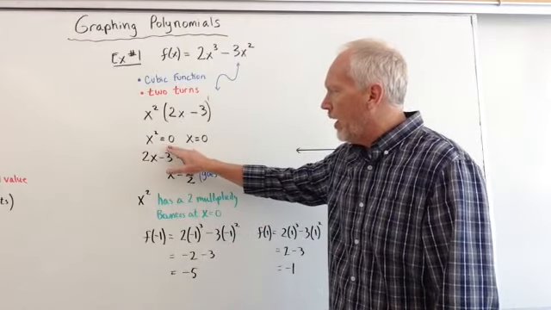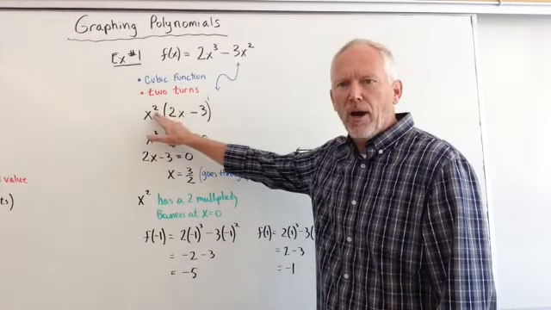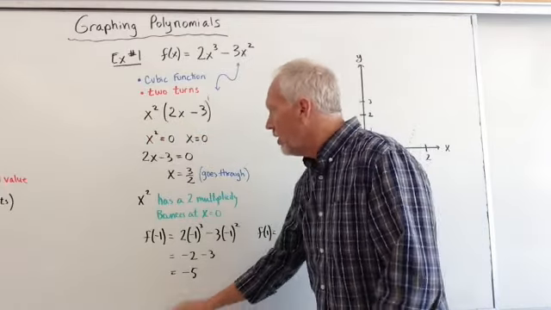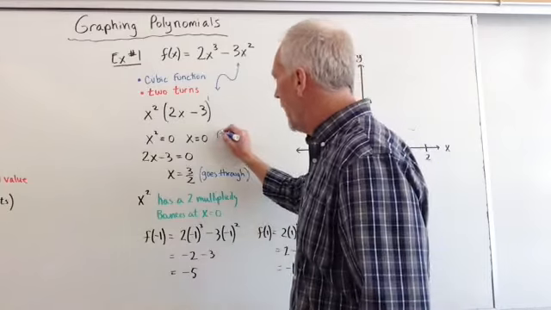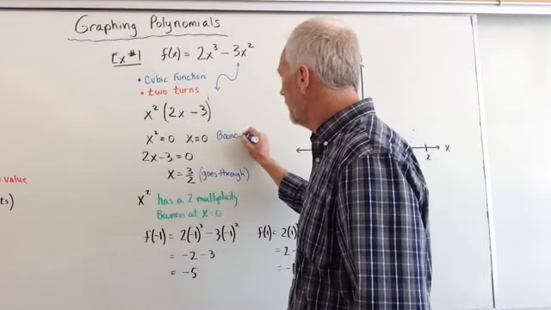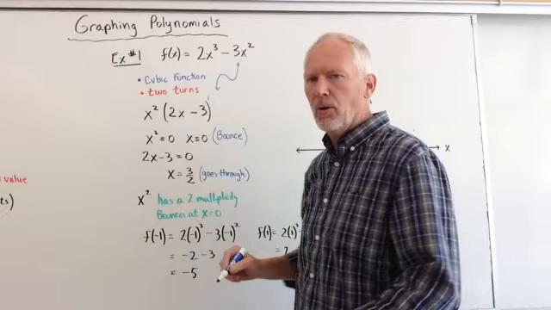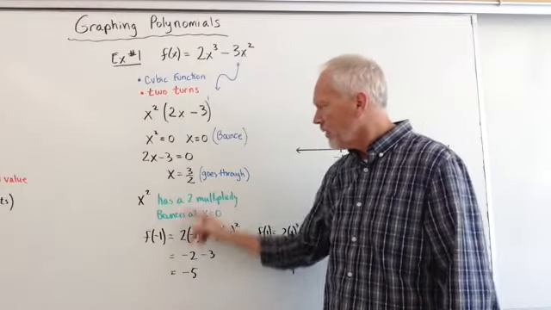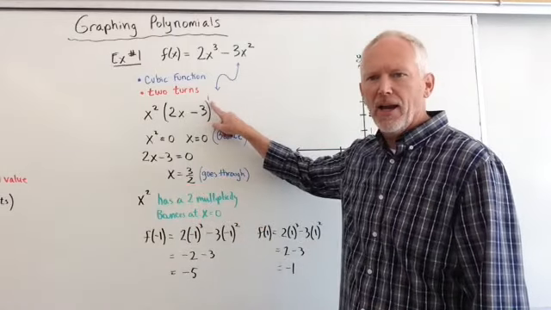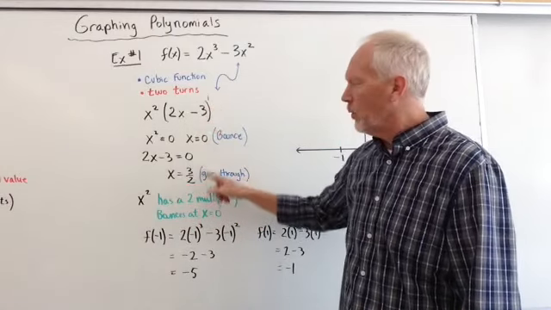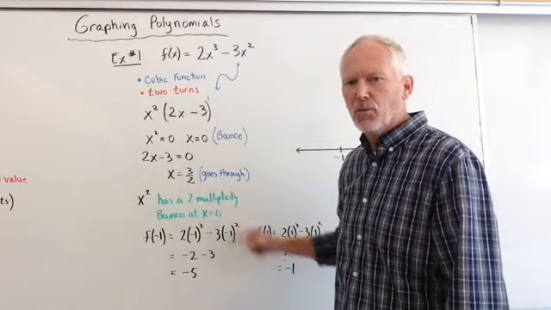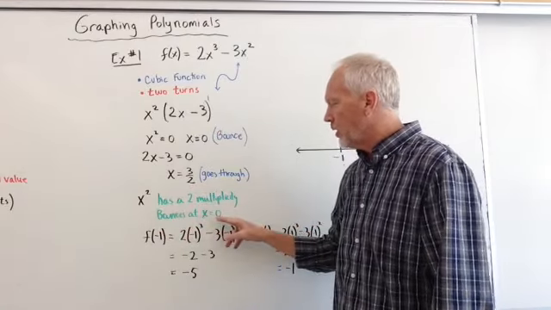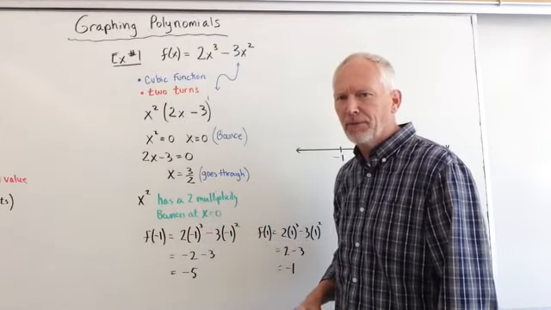Now, this x squared is a square, right? This is an even multiplicity, so we know that this one will bounce. So it's a bouncer, right? We know it's going to skip off that x-axis there. Whereas 3/2, that has a multiplicity of 1, and so we know that at 3/2 this will go through. So x squared, again, has a 2 multiplicity, so it bounces at x equals 0.